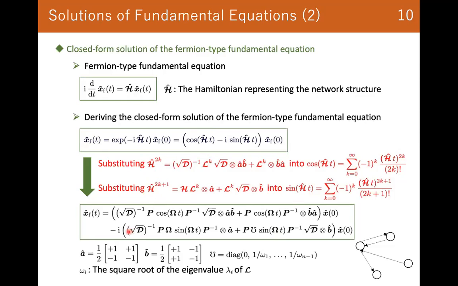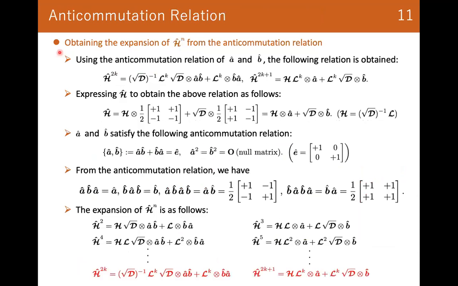Then, A hat, B hat, and μ are shown here. In addition, omega I is the square root of the eigenvalue lambda I of L. Next, I will obtain the expansion of H hat to the nth power from the anticommutation relation of A hat and B hat. Two formulas can be obtained from the anticommutation relation of A hat and B hat.